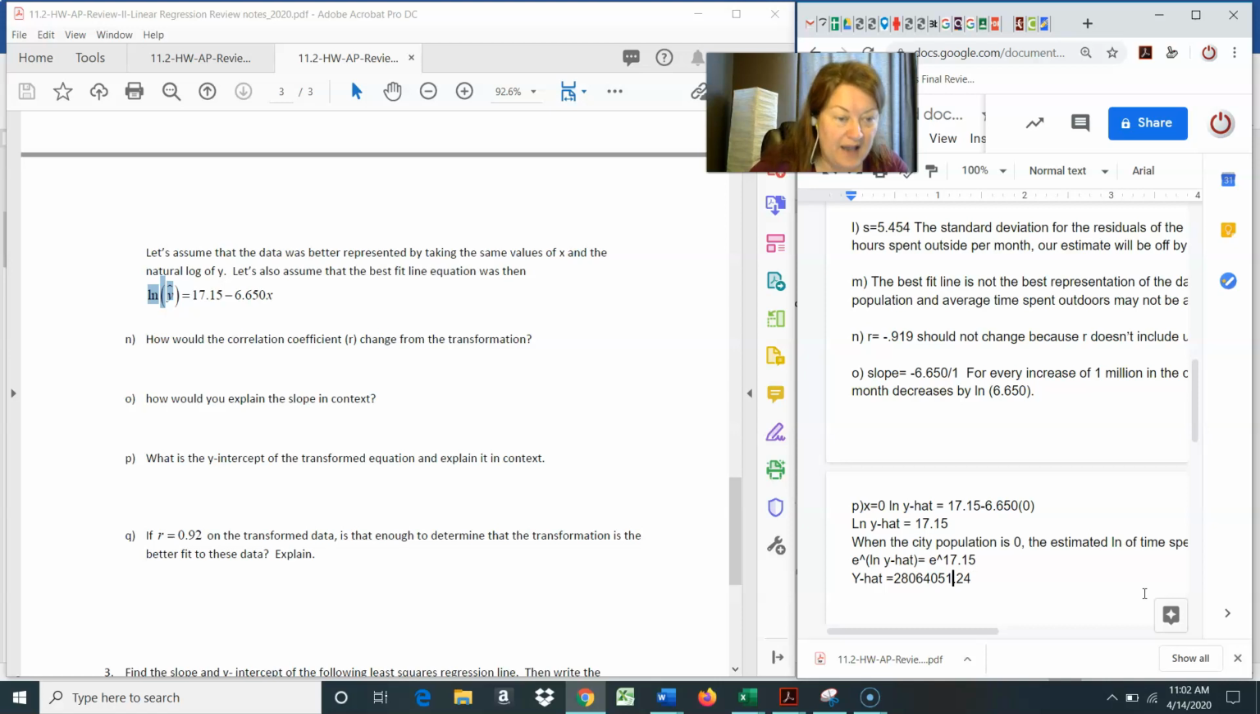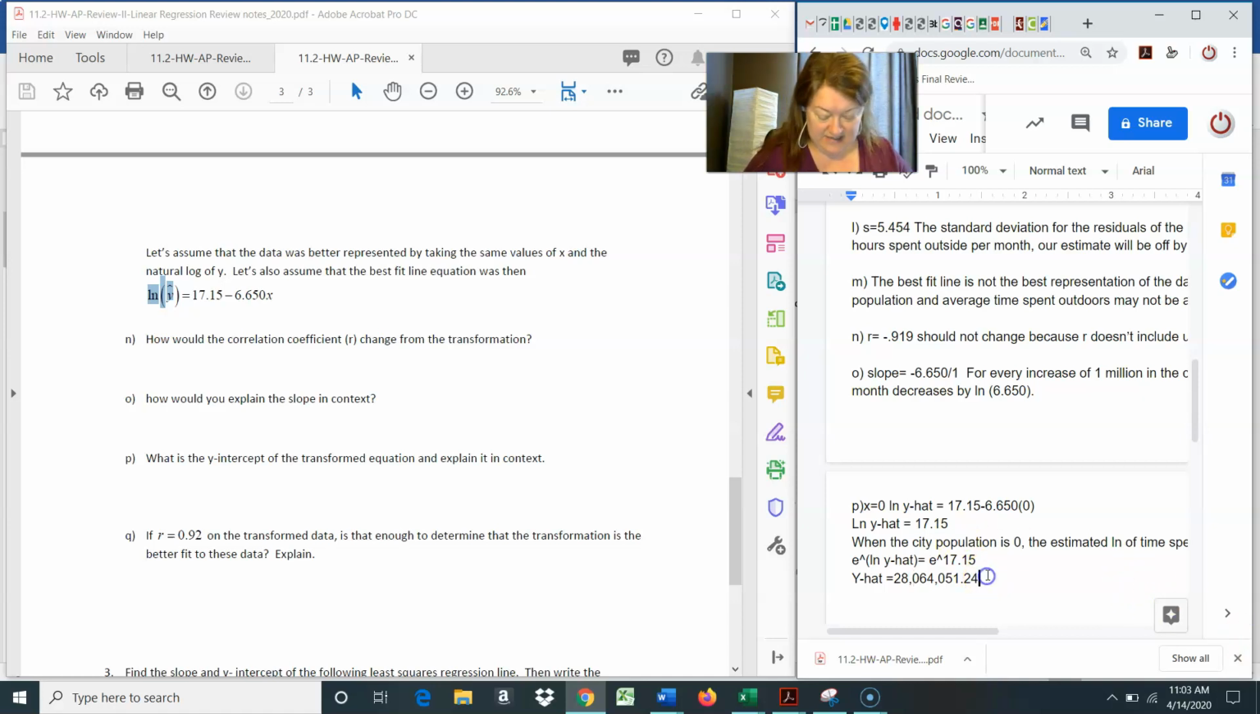2,806,405.24. Putting in commas like this matters. 28 million hours per month. I don't even know, is that enough hours in a month? Do we even get there? So if there's 24 hours in a day and you multiply it by 31 days, we would only get to 744. So now it's absolutely ridiculous, right? But again, you could just say it seems really unlikely that a city with nobody in it would be counting how much average time they're spending outside, okay?